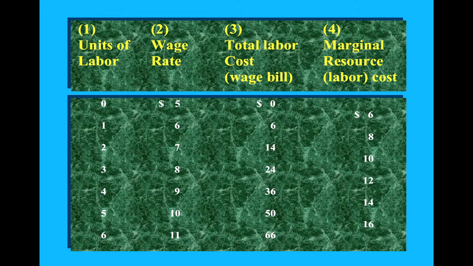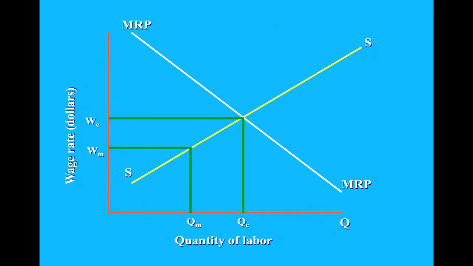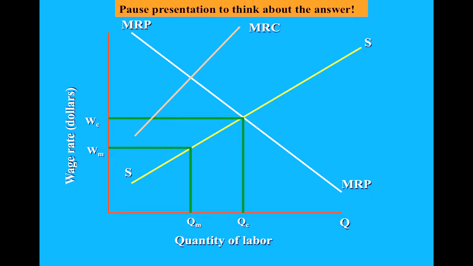You can see that one worker can be hired at $6, but hiring a second worker forces the firm to pay a higher wage of $7. That means the MRC is $8, the $7 paid to the second worker, plus the $1 raise for the first worker. Thus, the total labor cost is $14. The point is that the monopsonist's MRC exceeds the wage rate. Graphically, this means the MRC curve lies above the supply curve of labor, as shown in our figure. Where do you think equilibrium will be in this market, and why?